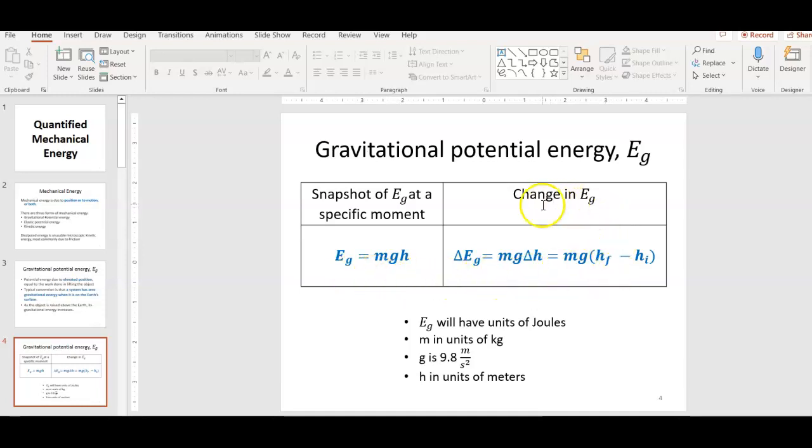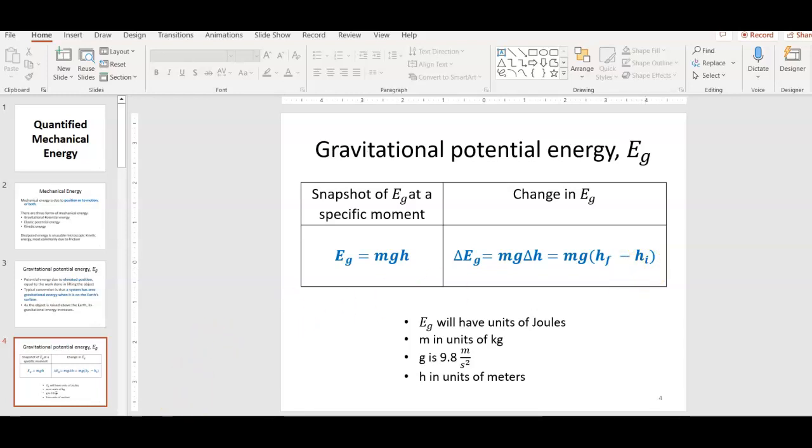There's also a formula for the change in EG. We won't use this nearly as much, but sometimes, maybe someone climbs a tall mountain and we say, what was their change in gravitational potential energy? In that case, we take their weight, which is their mass times 9.8, and we multiply it by the change in their height. And the change in height is always the final height minus the initial height.